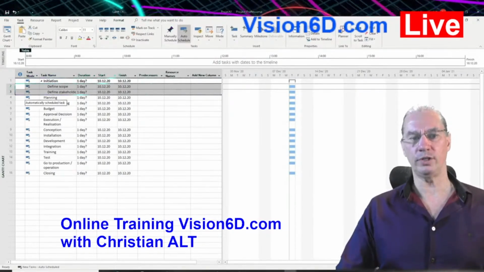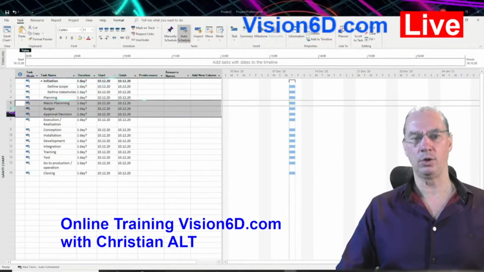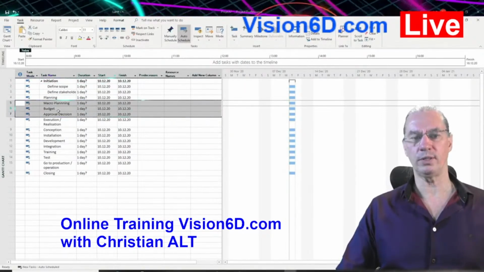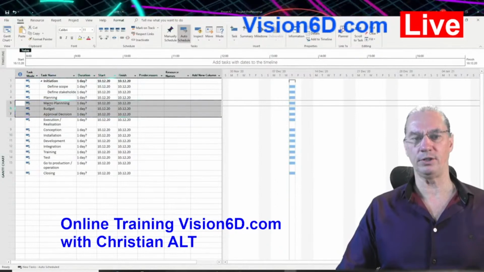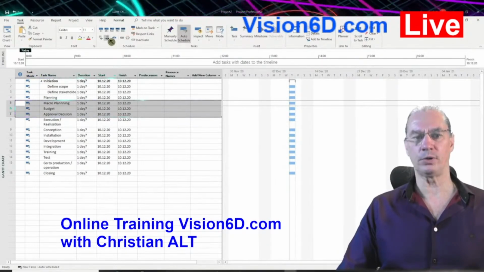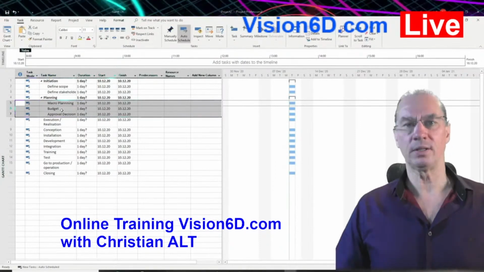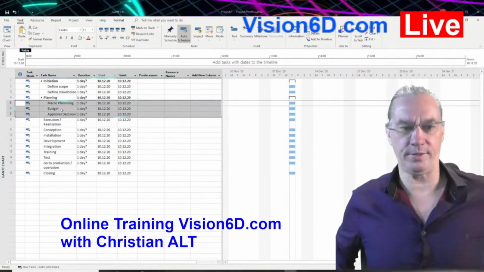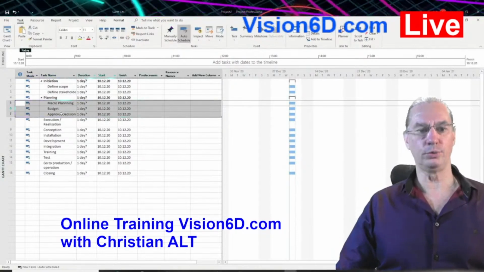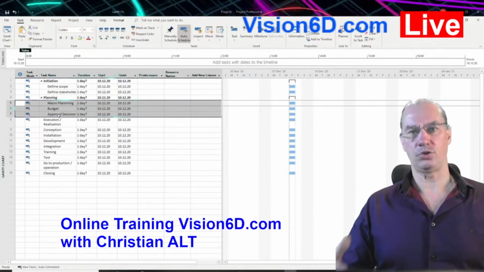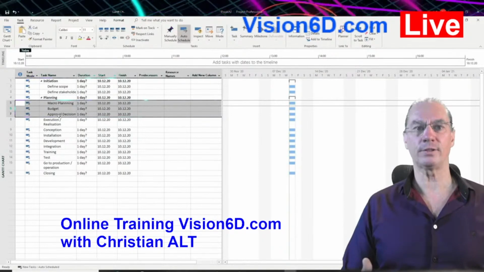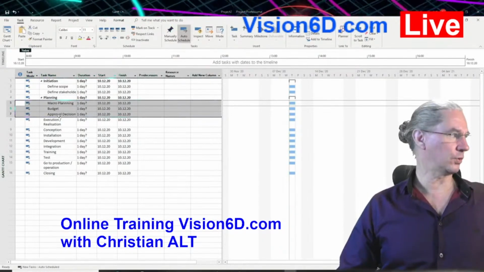So I'm going to do exactly the same here with those 3 steps. I'm also going to indent them because I want to say that this is part of the planning. Although approval decision is just the fact to take a decision.